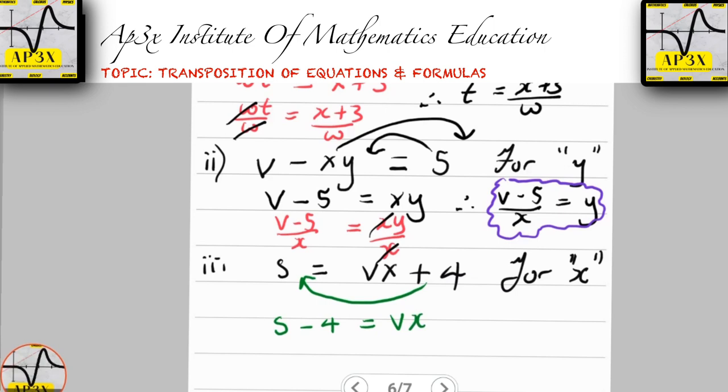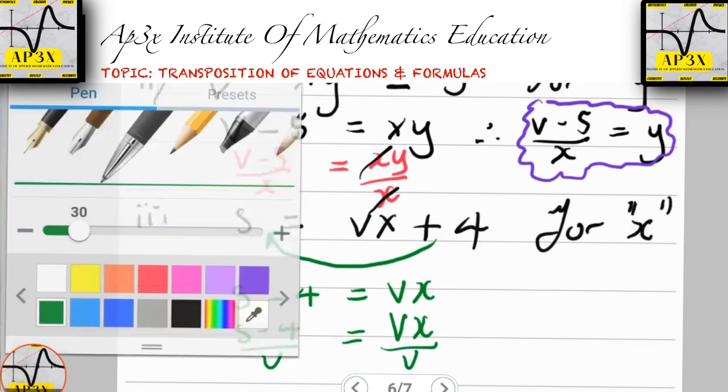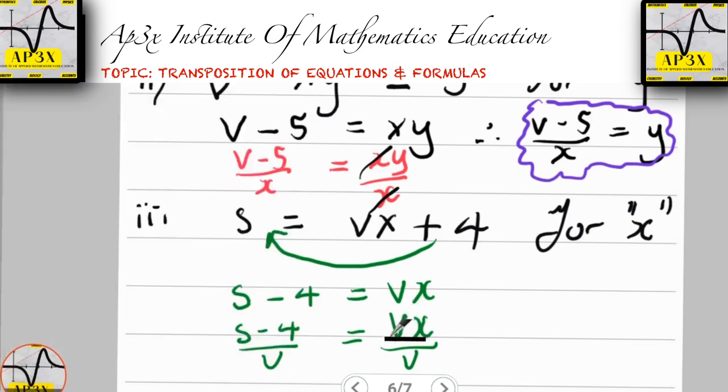So what this means then is that I'm going to divide both sides by what I don't want, which in this case is going to be V. And I'm going to go ahead then and divide S minus 4 over V. So then easily I'm going to cancel this V here with this V here. Therefore I end up with S take away 4 all over V is equal to X. And X is now isolated.